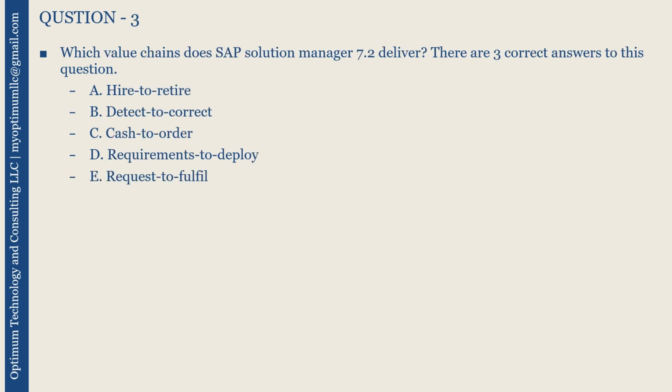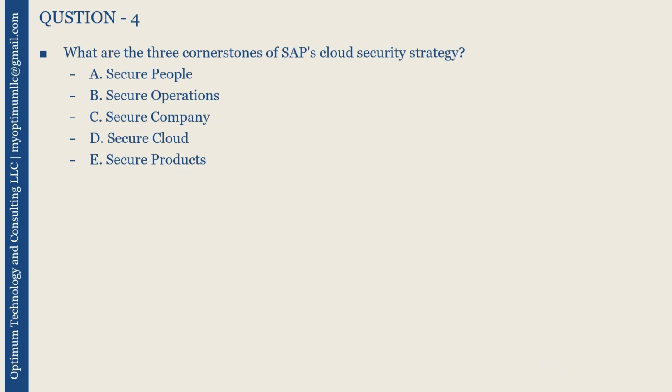Question 3. Which value chains does SAP Solution Manager 7.2 deliver? There are three correct answers to this question. A. Hire to retire. B. Detect to correct. C. Cache to order. D. Requirements to deploy. E. Request to fulfill.